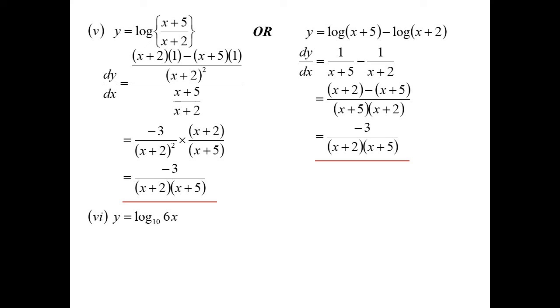Right, the base is not e. So what did we say? We'll do it exactly the same way, but divide by the natural log of the base. So this will be 6 over 6x, and then times by log 10 on the base, and we get 1 on x log 10. Notice with this, when you're writing something like x log 10, write it exactly that way.